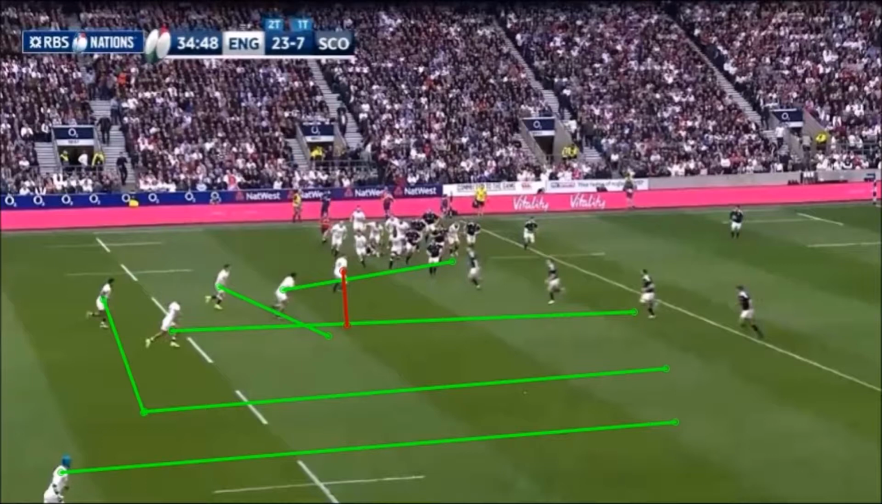And because Owen Farrell is also looping round the back of this defender, the flat pass from George Ford enables Owen Farrell to target that man, put Jonathan Joseph through the gap, and the Scots player is kept in no man's land, meaning it's an easy try for Anthony Watson later on in the move.